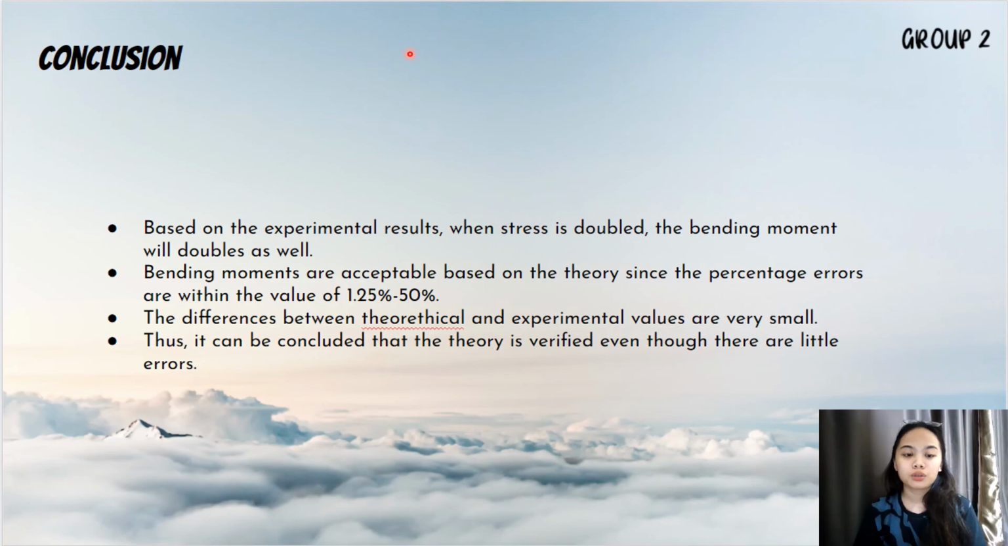So the conclusion of this whole experiment, based on the experiment results: when stress is doubled, the bending moment will double as well. Secondly, bending moments are acceptable based on the theory, since the percentage errors are within the range of 1.25% to 50%, as we can see just now in the discussion part. And thirdly, the difference between theoretical and experimental values is very small. Thus, we can deduce that the theory is verified even though there are little errors.